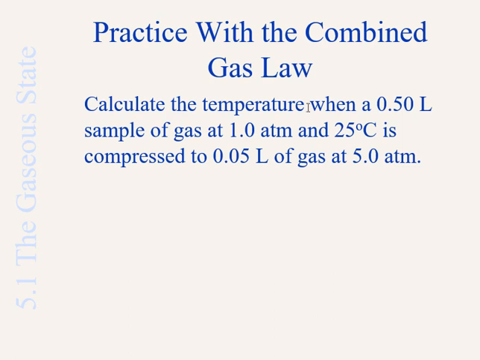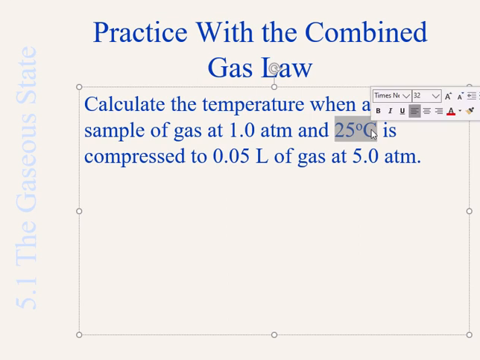So 0.50 liter of the gas, that tells us Vi equals 0.50 liter, and Pi equals 1.0 atmosphere. Initial pressure is 1.0 atmosphere. Notice the temperature is given in degrees Celsius. You will have to convert it to Kelvin using the Celsius to Kelvin conversion equation. But the initial temperature Ti is 25 degrees Celsius. What we are trying to find is Tf.